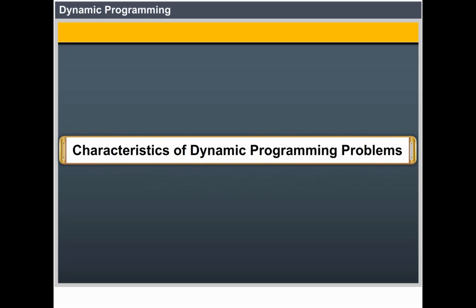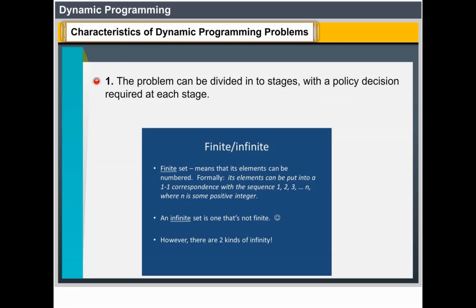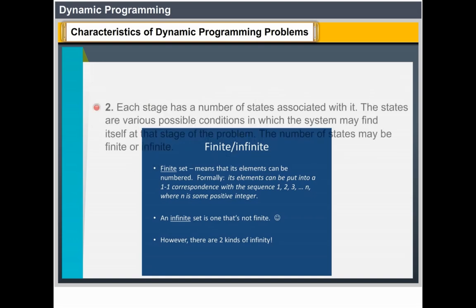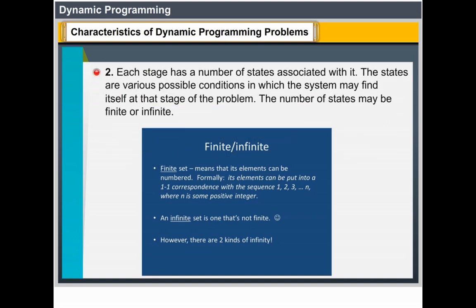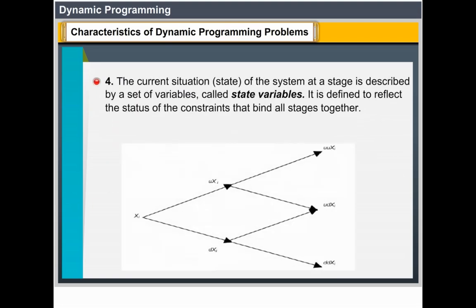Characteristics of dynamic programming problems. Number 1. The problem can be divided into stages with a policy decision required at each stage. Number 2. Each stage has a number of states associated with it. The states are various possible conditions in which the system may find itself at that stage of the problem. The number of states may be finite or infinite. Number 3. The effect of the policy decision at each stage is to transform the current state into a state associated with the next stage.